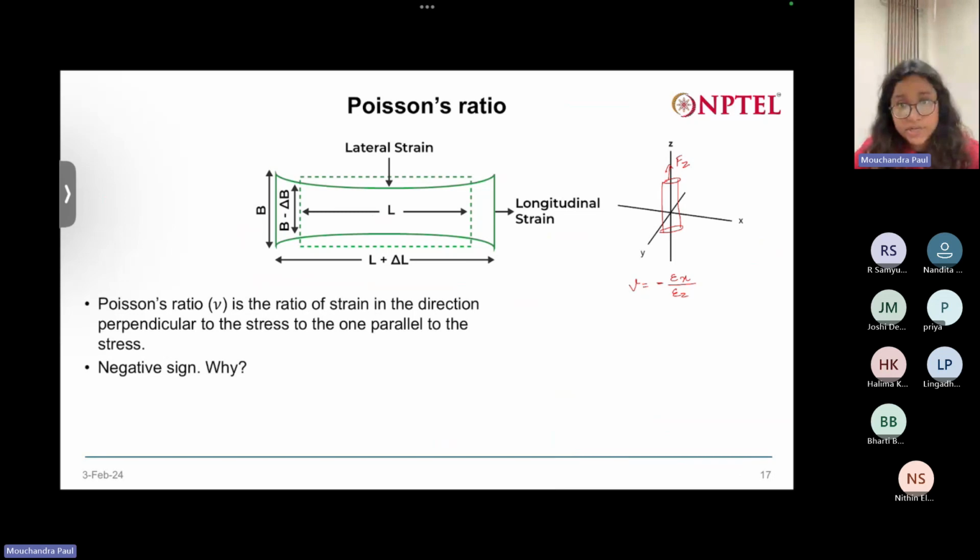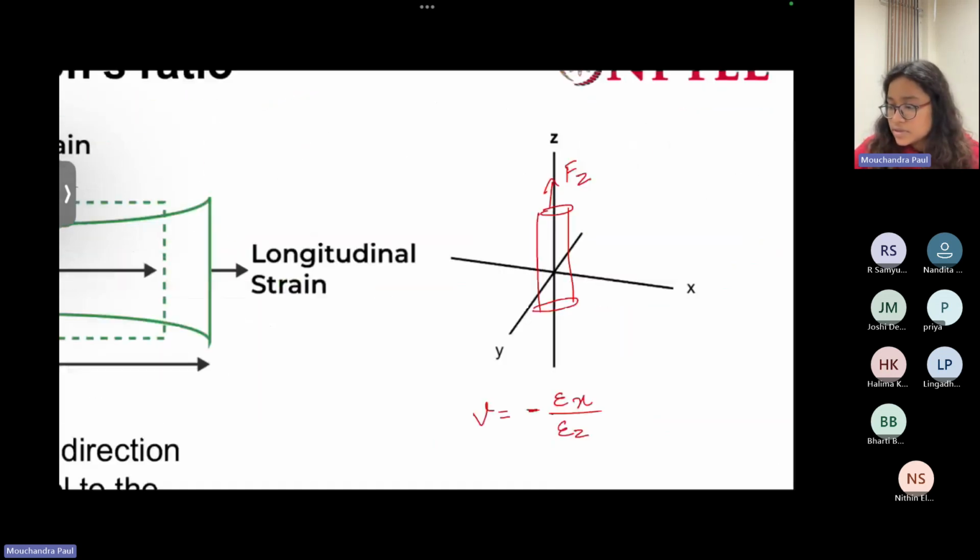So you are given an object. You are told that this object is experiencing force, say, in this particular diagram, in the z direction. All right. So then in this case, what will the Poisson ratio become? It will become a ratio of strains. First, a ratio of strains.